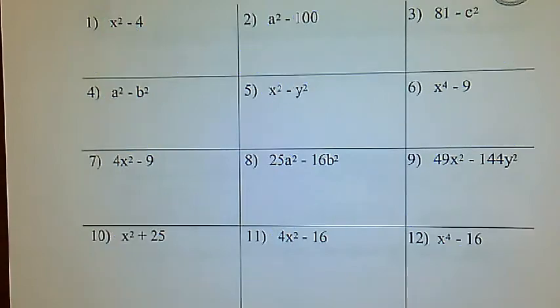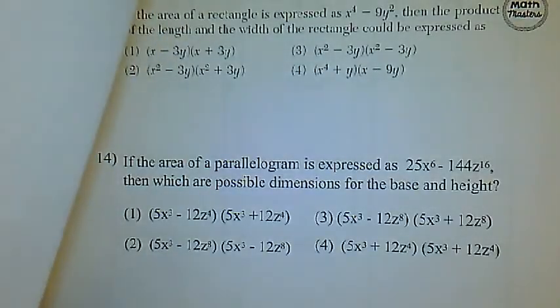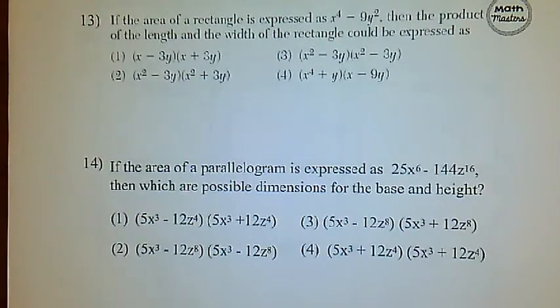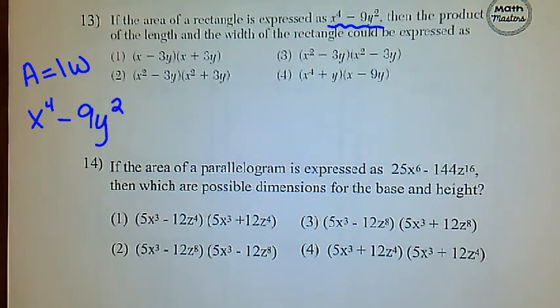The last thing we are going to do, of course, are some word problems. If the area of a rectangle is expressed as x to the 4th minus 9y squared, then the product of the length and width... We have area equals length times width. So we need to figure out what multiplied by each other would get us this. So this is asking us to factor.